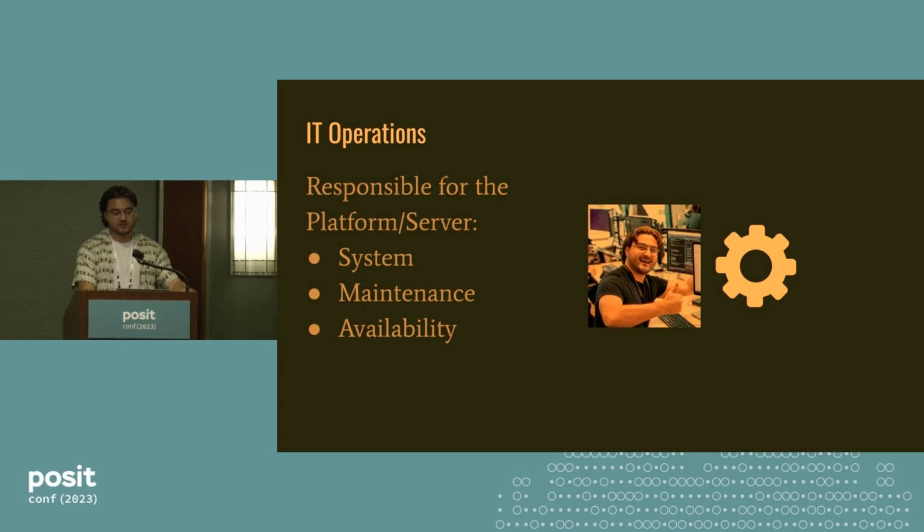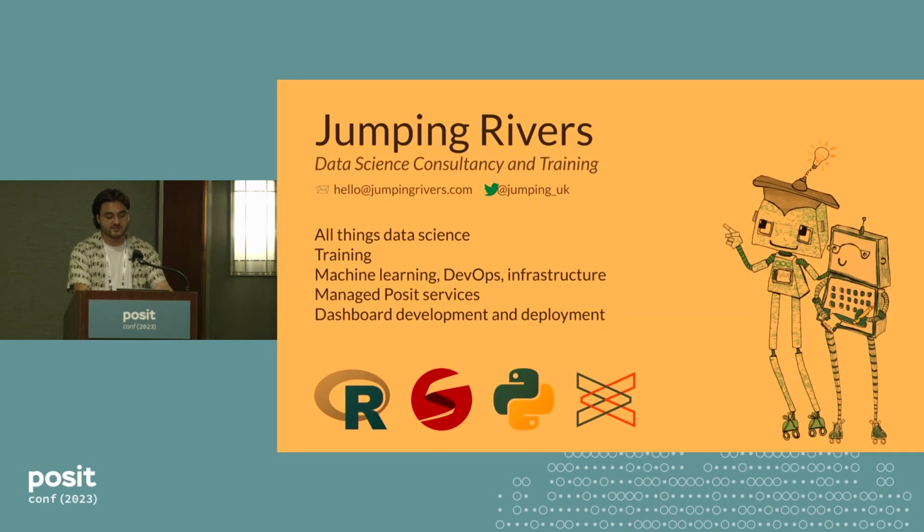So a little bit about me. I'm someone who fits into this IT operations persona. I'm not much of a Shiny developer, as you can probably tell. I don't develop Shiny day to day, but I know enough to make silly cat apps. I'm in this IT operations persona because of my role in this company, and that's Jumping Rivers. So I've been with them just about 2 years.